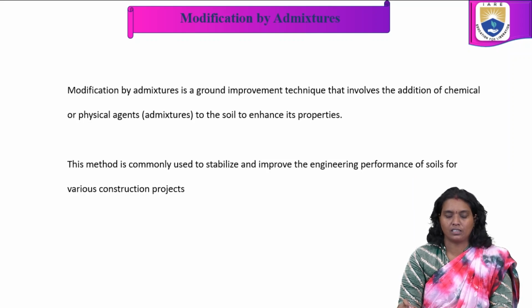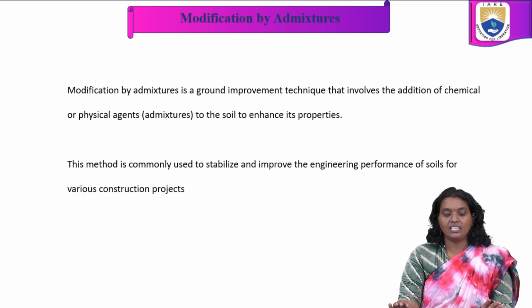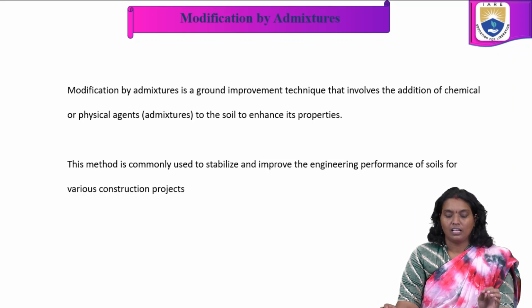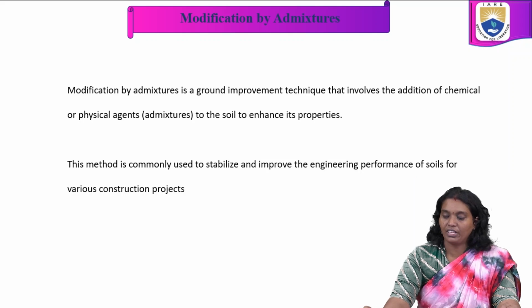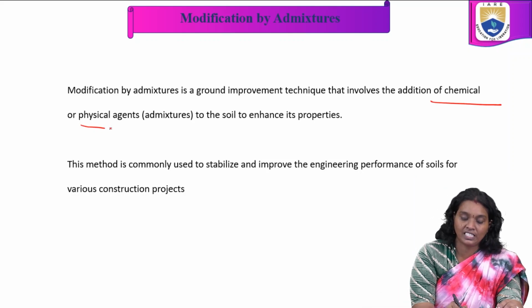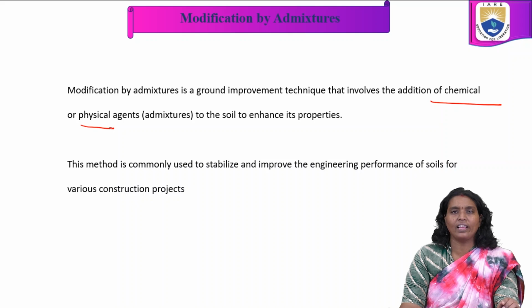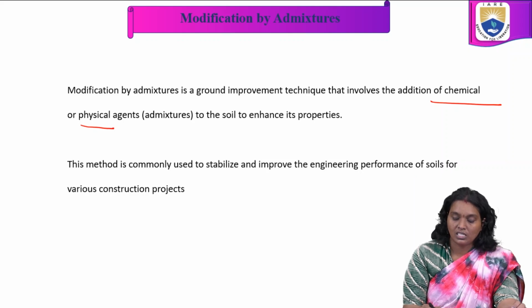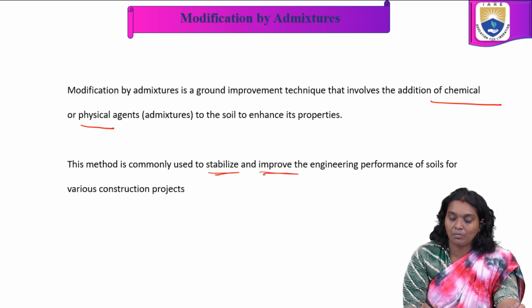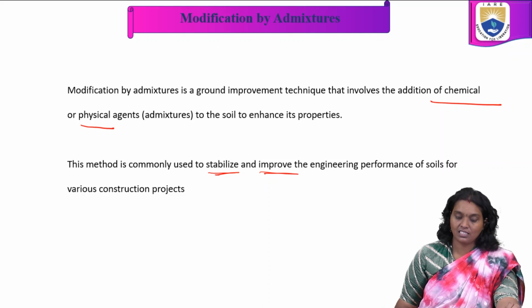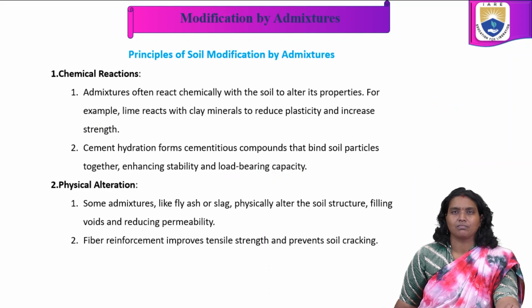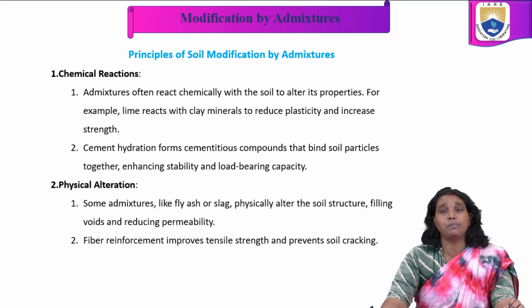So modification by admixture is a ground improvement technique that involves the addition of chemical as well as physical admixtures to the soil for enhancing its properties. This method is commonly used to stabilize and improve the engineering performance of a soil for various construction projects. Coming to the principles.